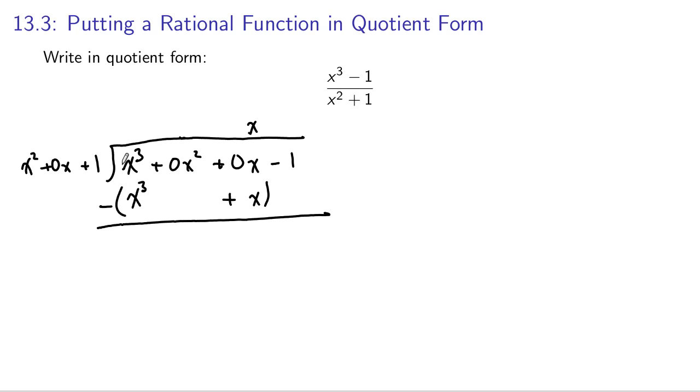And we get x cubed minus x cubed is 0. 0x squared minus 0x squared is 0. 0x minus x is minus x. Okay, because 0 minus 1 is negative 1. And of course we carry this down. I'm just going to keep the bar out of the way to remember to carry that down. You're welcome to carry this down yourself. It's just more writing, so I generally don't bother.